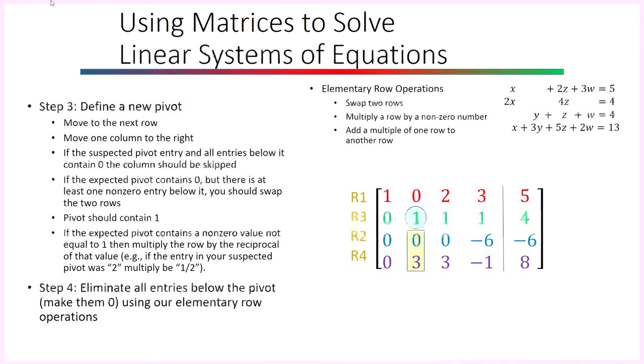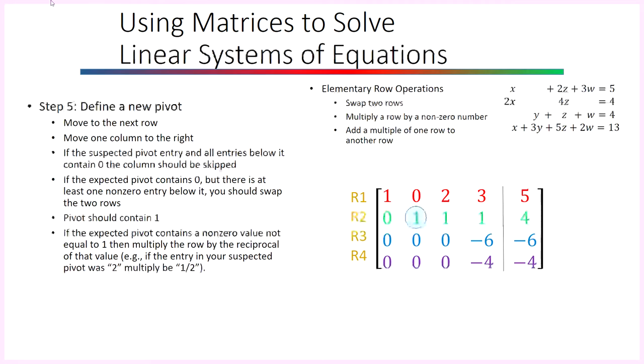Step 4 is the same as step 2. We need to eliminate the entries below the pivot. In this case, the element in our new row 3, which was the old row 2, is 0, so we're happy there and can continue on down. In the bottom row, we have a 3 in the pivot column, so we need to subtract off 3 times our previous row 3. When we calculate this, it will give us 0, 0, 0, negative 4, negative 4 for our fourth row. So now we have a 1 in the pivot and zeros below it, and we can continue on.